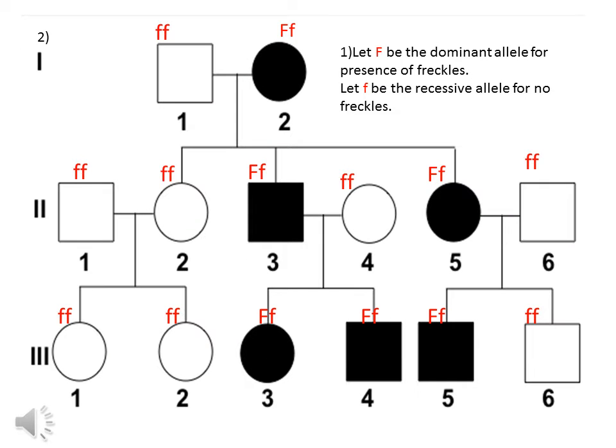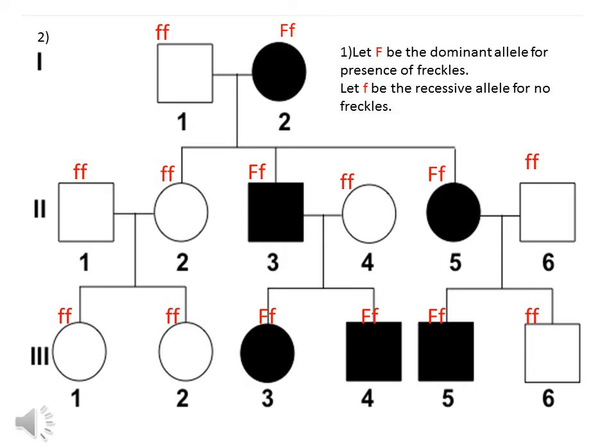Okay, let's first designate the symbols of the alleles. Let big F be the dominant allele for the presence of freckles. Let small f be the recessive allele for no freckles. We will start, of course, with generation number 1, that is the parents. In an autosomal pedigree, since it is not an allele found on the sex chromosomes, the genotypes are not written on the X of the sex chromosomes. Instead, they are written only with letters that follow the Mendelian heredity.